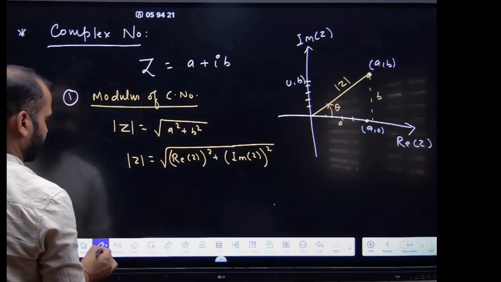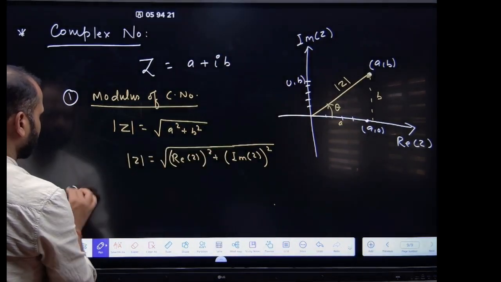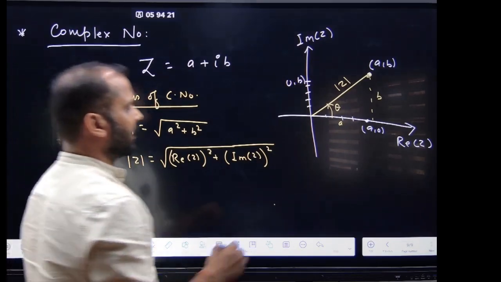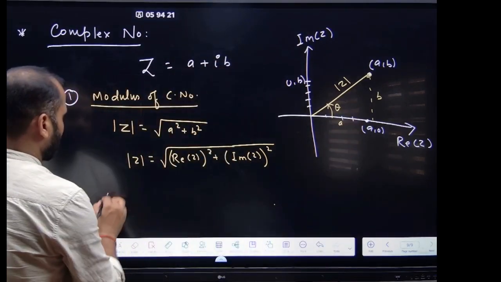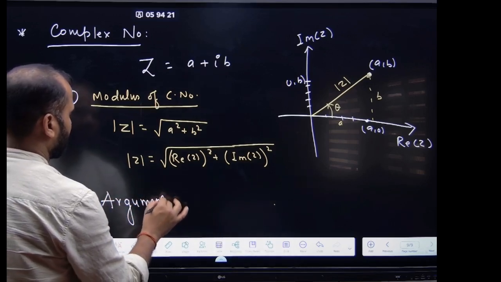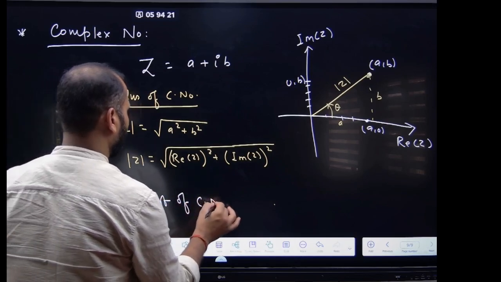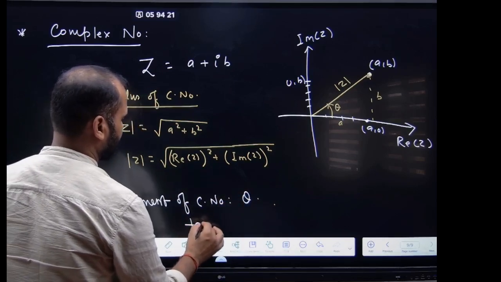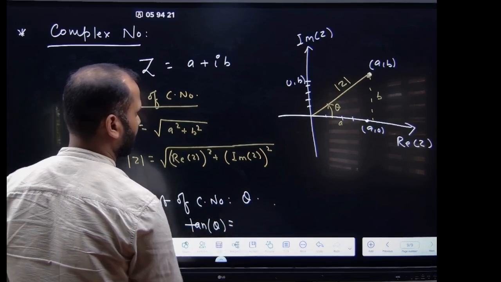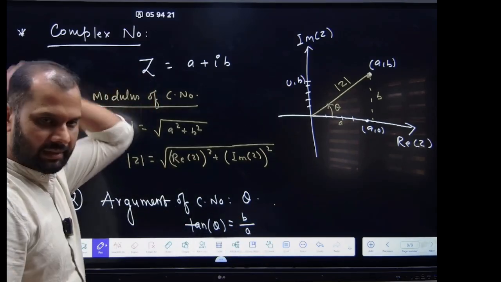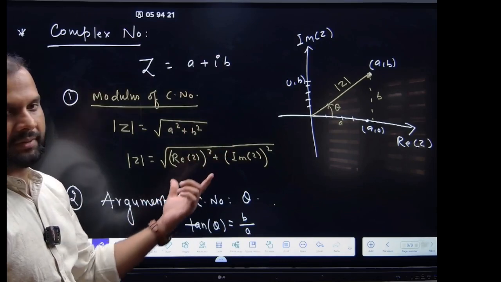Second, note it down, modulus of the complex number. Second, we want to calculate theta, let it be. So, that is called argument. Argument of complex number. How to calculate the argument of the complex number? Theta. So, what will I be writing? Tan theta I should write. Tan theta is equal to the imaginary part of the complex number divided by the real part of the complex number. Tan theta is equal to b by a I will be writing, right.